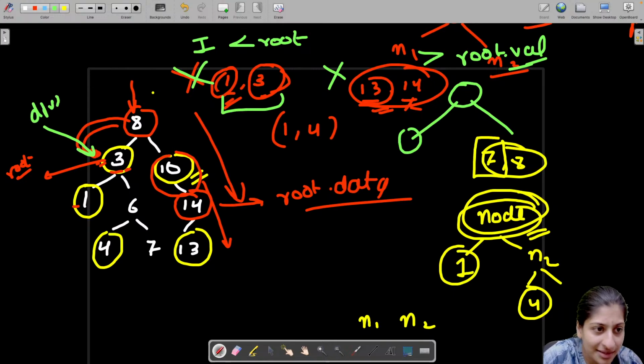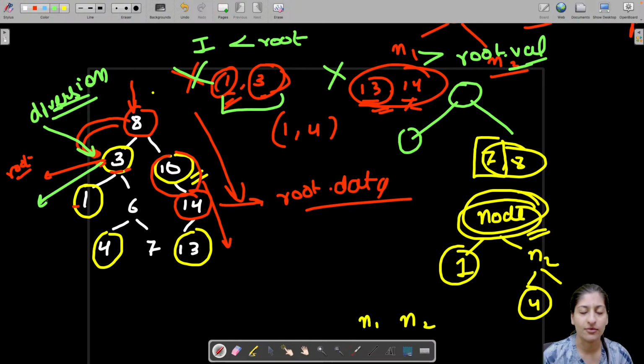The moment I realize that none of these two conditions are holding true, I will return root directly from here itself. Your function itself will return the data. But the moment none of these conditions hold true, it automatically goes to the third condition, which is one of the nodes n1 lies in left and n2 lies to the right. So this should ideally be the LCA.